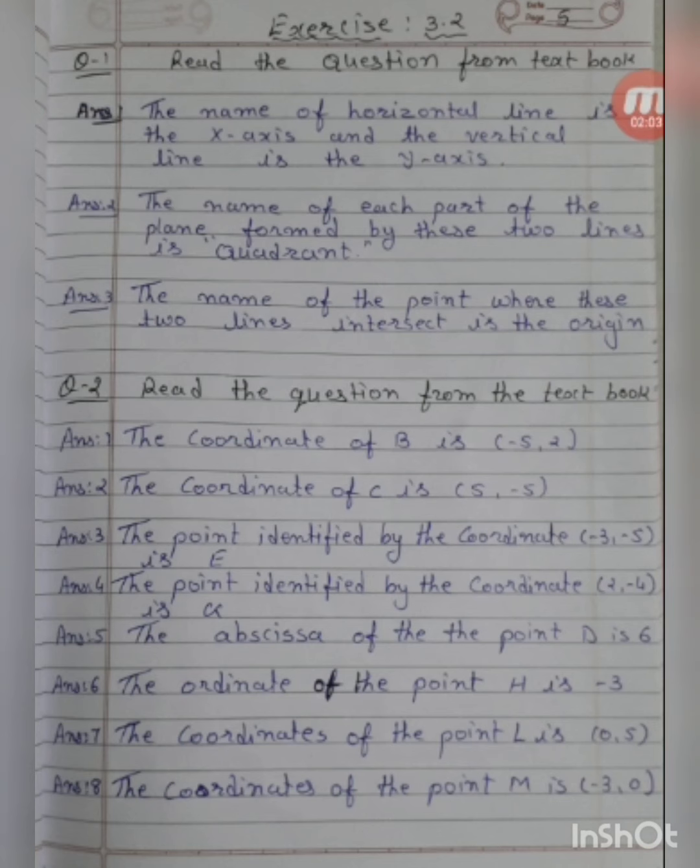Now, fourth, the point identified by the coordinates 2 and -4 is G. The abscissa of the point D is 6. Abscissa means x coordinate. And the ordinate of the point H is -3. You can see here. Ordinate means y coordinate. The y coordinate of point H is -3. Answer 7. The coordinates of the point L are 0 and 5. And the coordinates of the point M are -3 and 0.